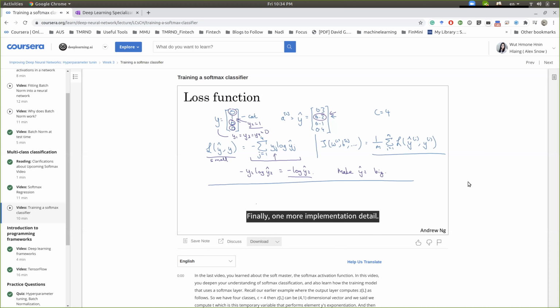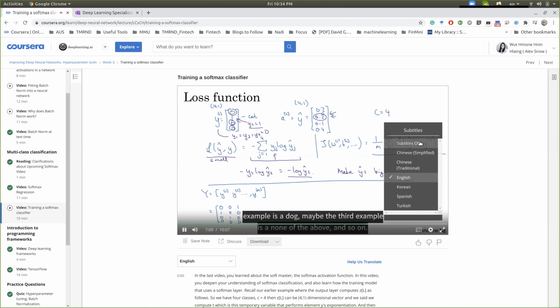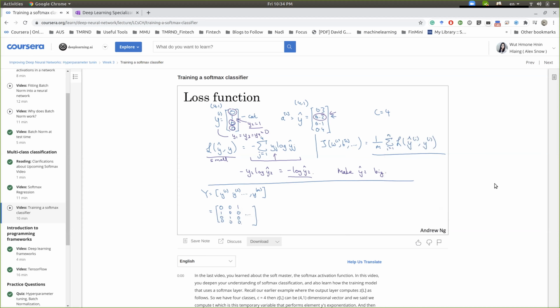Finally, one more implementational detail. Notice that because C is equal to 4, y is a 4 by 1 vector, and y hat is also a 4 by 1 vector. If you're using a vectorized implementation, the matrix capital Y is going to be y1, y2, through ym, stacked horizontally. For example, if this example up here is your first training example, then the first column of this matrix Y will be 0, 1, 0, 0. Then maybe the second example is a dog, maybe the third example is none of the above, and so on.